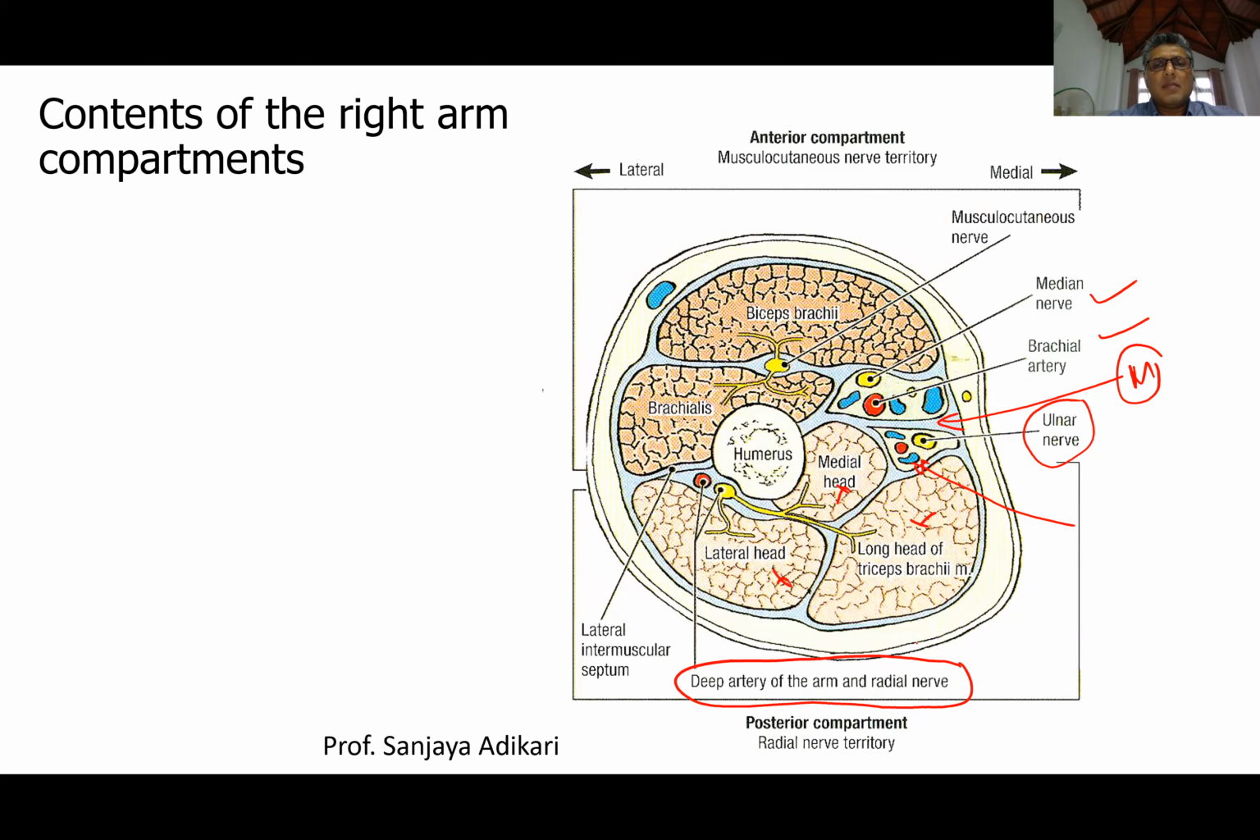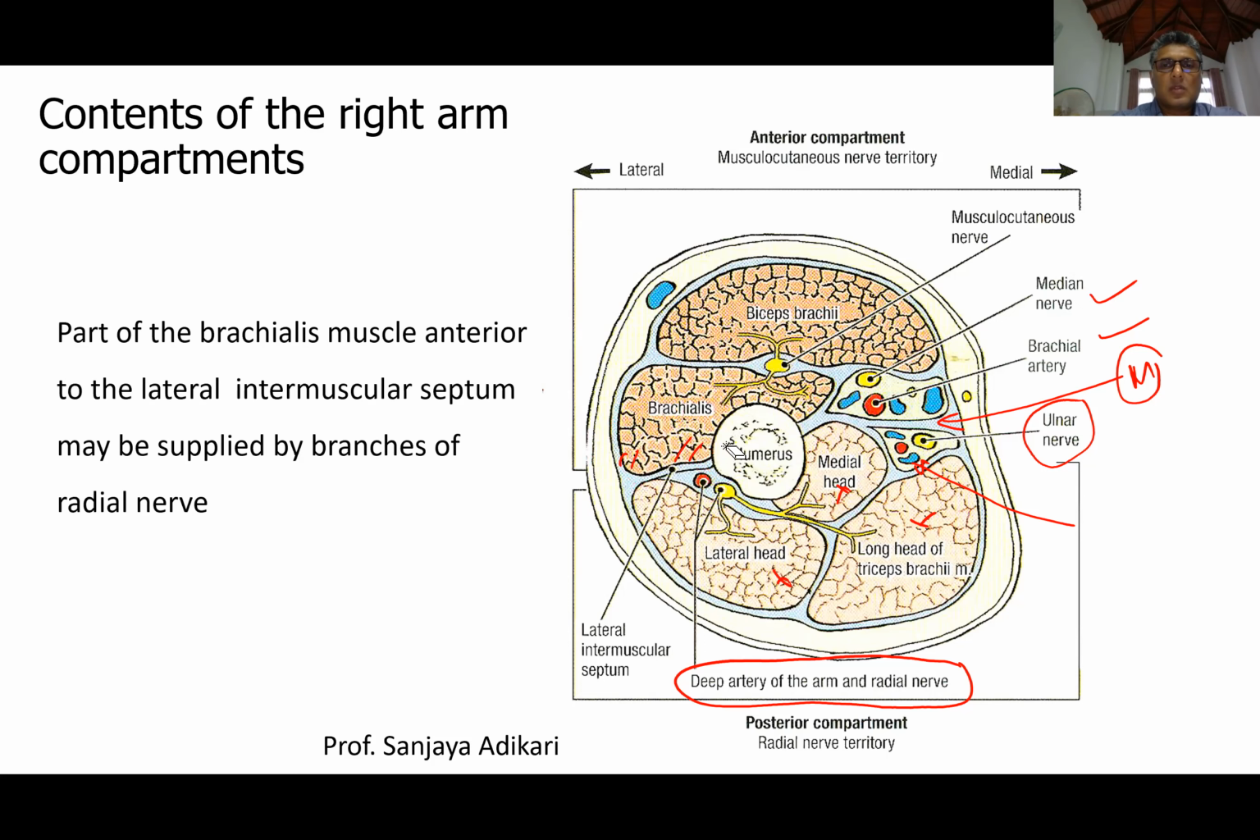Now at this point the radial nerve can supply the brachialis muscle. So it's very close to the radial nerve while the radial nerve is in the radial groove, just before it comes out. It can actually supply that small part of the brachialis muscle. Remember that point. Okay, so this is that point that I mentioned here.